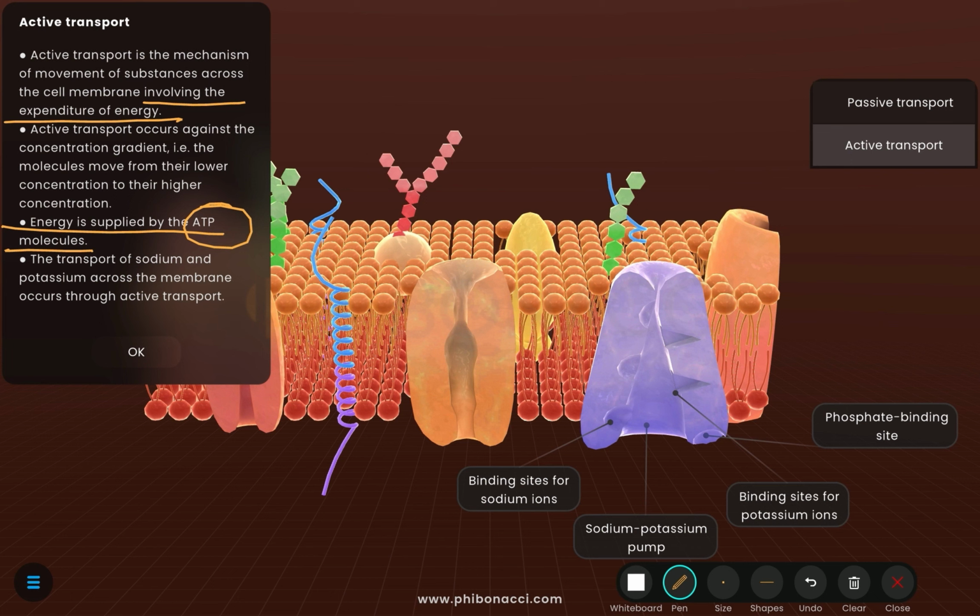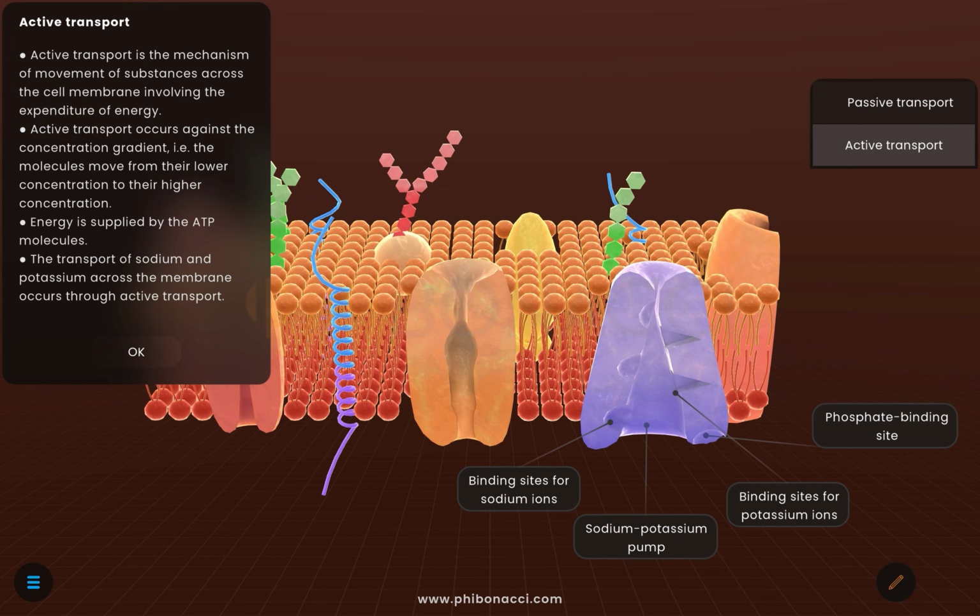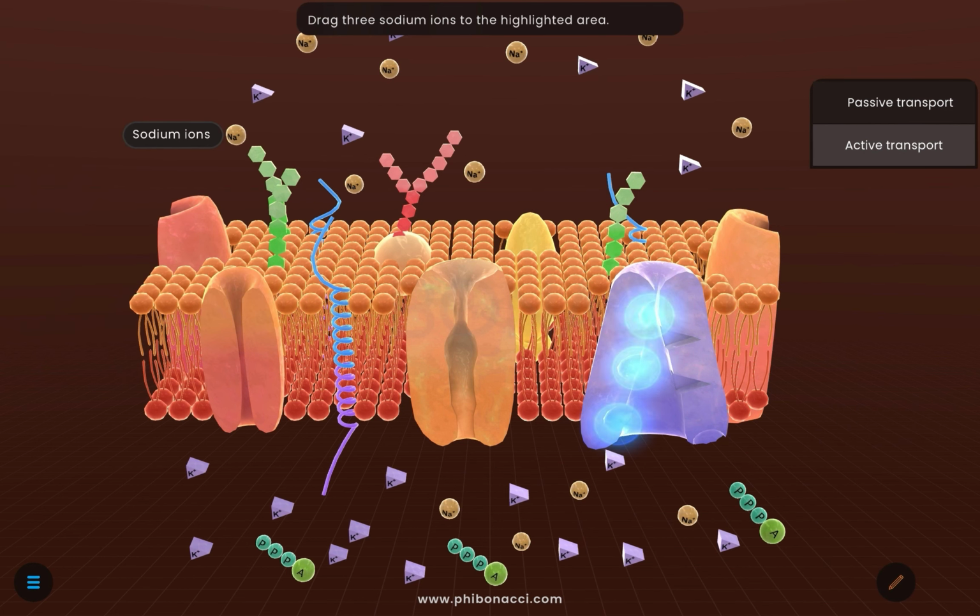The example of active transport can be seen in the transport of sodium and potassium ions across the membrane. That happens through active transport, and it is called the sodium potassium pump. That arrangement or assembly is referred to as the sodium potassium pump, which helps in the transport of sodium and potassium ions. So there are three things to be kept in mind. It requires energy. It is against the concentration gradient, from lower concentration to higher concentration. And it takes place through a special assembly which is called the sodium potassium pump.